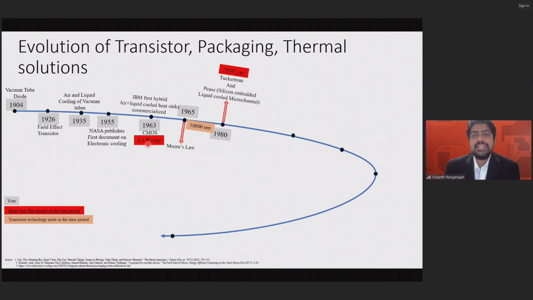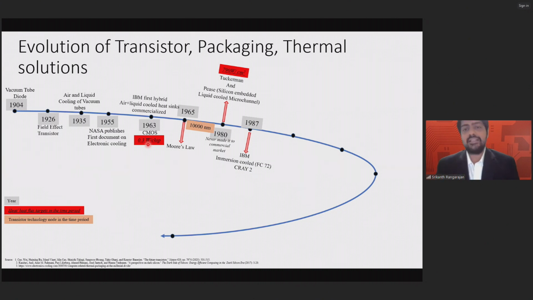And in 1980, we had seminal work from Tuckerman and Pease from Stanford, who published a paper on silicon embedded liquid cooled microchannels, where they were able to see 790 watts per centimeter squared of heat flux being removed. But the caveat is it never made it to the commercial market. So still, people are trying to figure out a way to make this reach the commercial market because of its attractive heat flux removal.